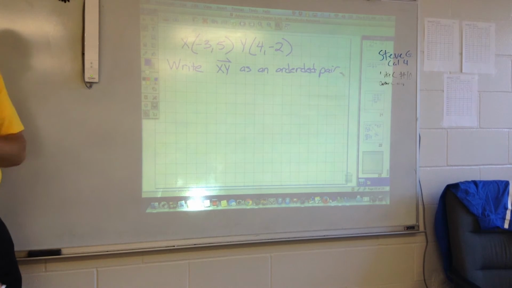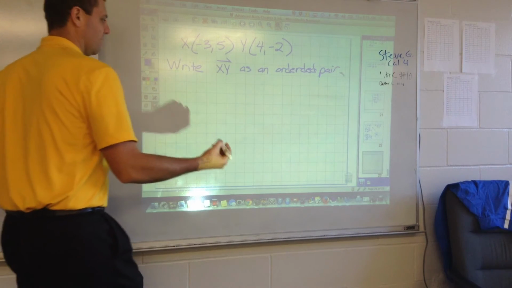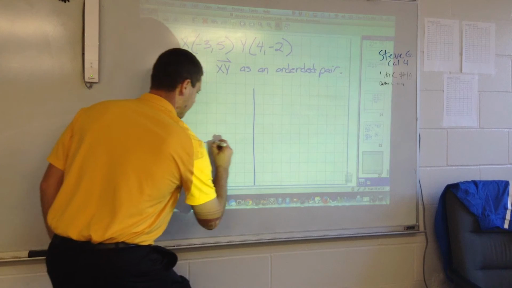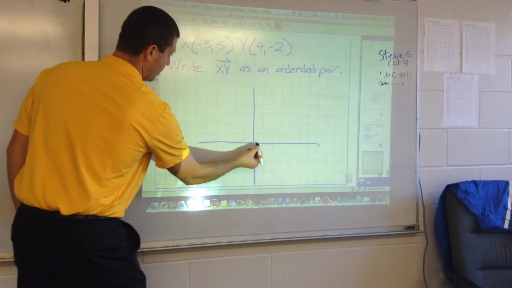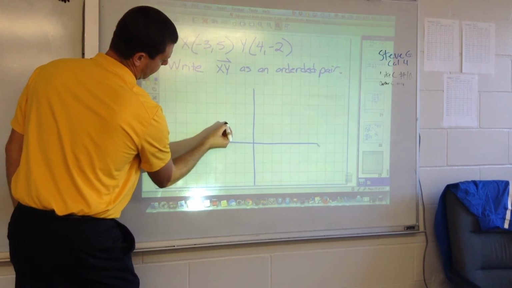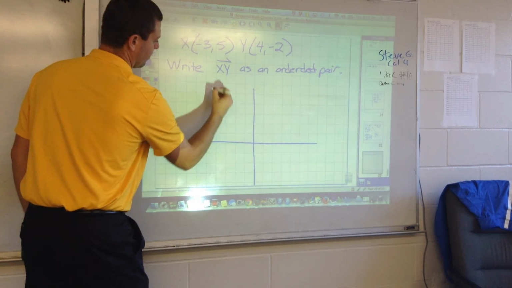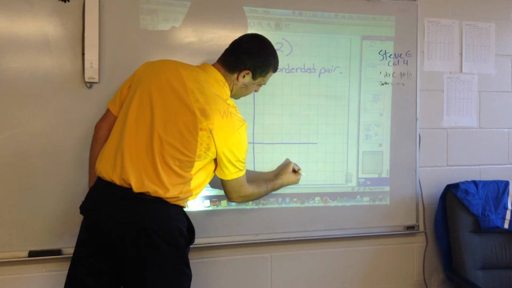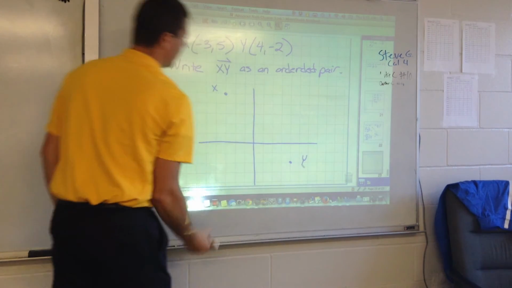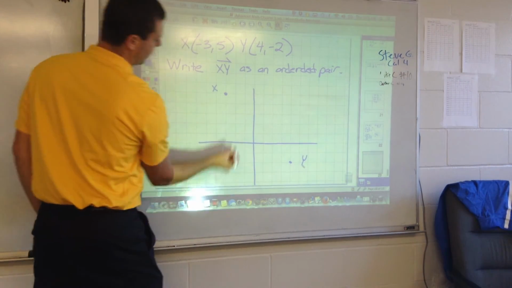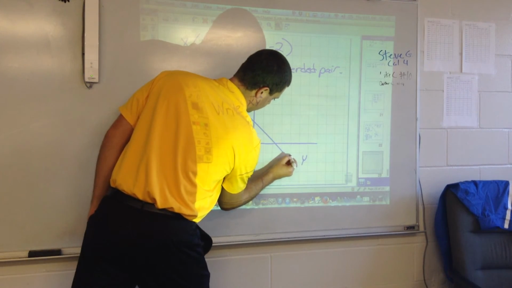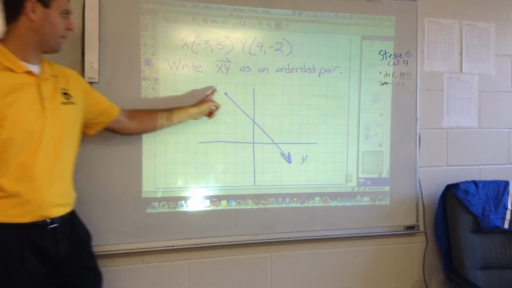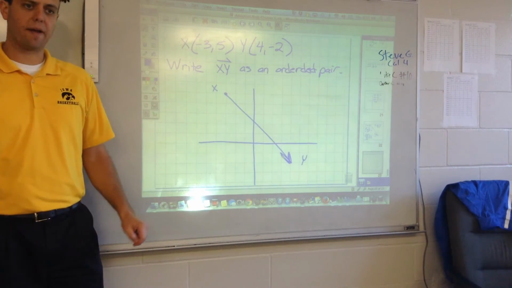But if you can't visualize that, that's fine. Just get out a sheet of graph paper. Negative 3, 5. That's right here. There's x. 4, negative 2. There's y. This was my starting point. Y is my ending point. There is my vector right there. That is the vector xy.